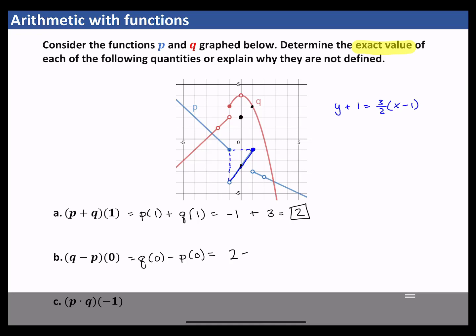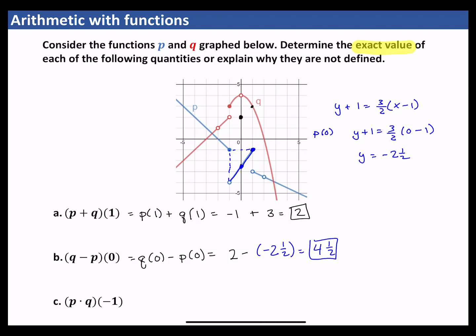And we're trying to find p of 0, so we would let x equal 0. And I will let you verify that, but you will, in fact, get negative 2.5. So we were right in estimating that that was negative 2.5, but we wanted to double check. So we have 2 minus p of 0, which was negative 2.5. So this becomes positive 4.5. The difference (q minus p)(0) equals 4.5.